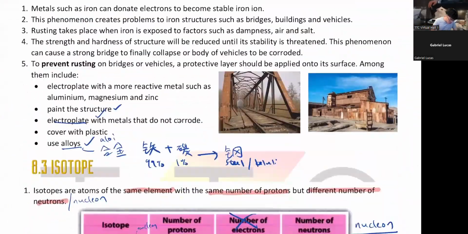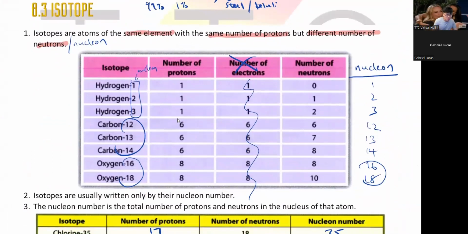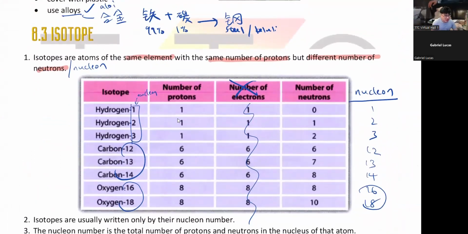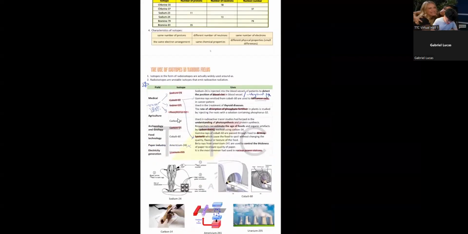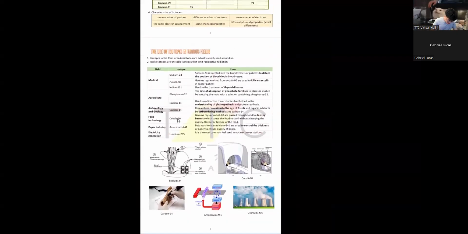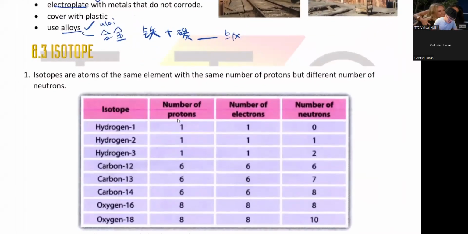Okay, let's go to our 8.3. This is what we want to learn today. Oh, sorry, let me cancel this real quick. I forgot to erase this yesterday. Right, so let's talk about 8.3. Let's talk about isotopes. This is what we're going to learn today, isotopes.